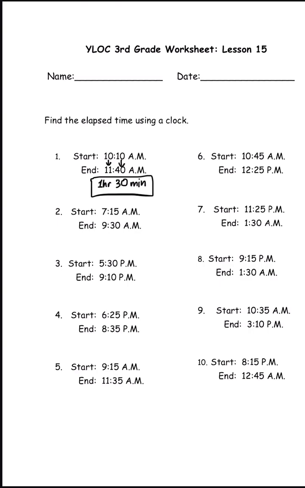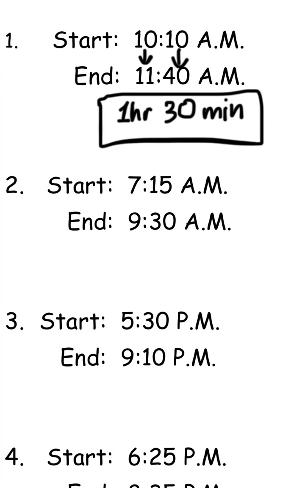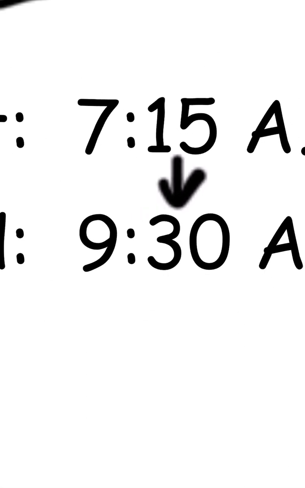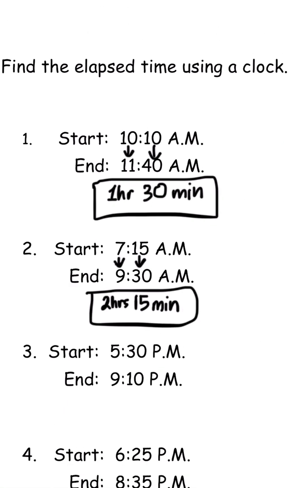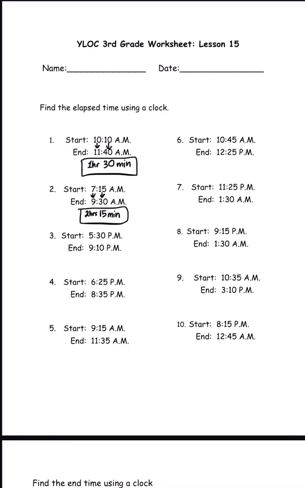Let's look at number 2. So for number 2, it says that the start time is 7:15 a.m. and end time is 9:30 a.m. So 15 has become 30, and 30 minus 15 is 15, so 15 minutes. And 7 has become 9, so 9 minus 7 is 2, so 2 hours and 15 minutes is the answer for number 2.